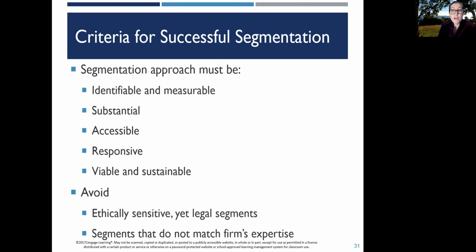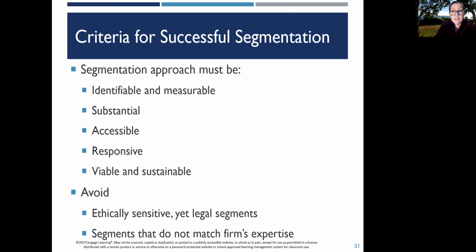So there are criteria for successful segmentation. Segmentation must involve being able to identify and measure the specific segment that is being considered. The segment must be substantial enough. It must be large enough. The potential in that segment must be viable and sustainable. Similarly, the segment must be accessible and the segment has to be interested. So, you know, they have to be responsive.